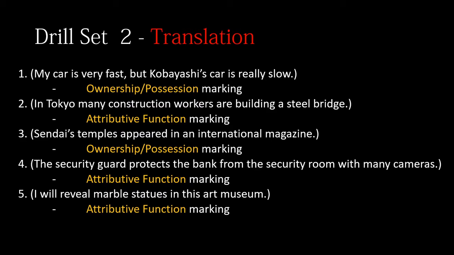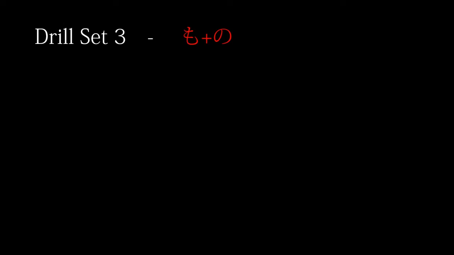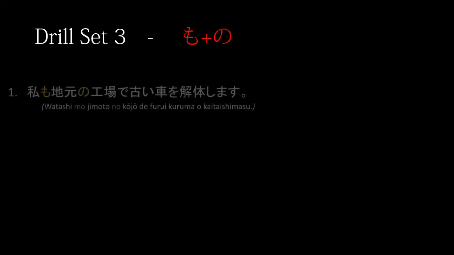Ownership possession marking. The fourth, the security guard protects the bank from the security room with many cameras. Attributive functions. And the fifth, I will reveal marble statues in this art museum. Once again, attributive function marking. Now we are moving on to the final drill set, the combination of mo and no in sentences. And once again, you only need to translate the sentences here correctly. You don't need to determine the function of the particles here.